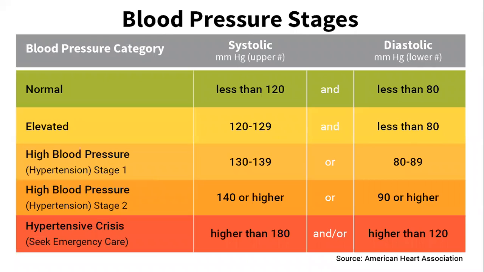So, blood pressure stages. For normal, systolic pressure must be less than 120 and less than 80 for the diastolic. For elevated, usually 120 to 129 mmHg and less than 80. Then for high blood pressure stage 1, usually 130 to 139 or 80 to 89. And stage 2 high blood pressure, 140 or higher or 90 or higher in diastolic.